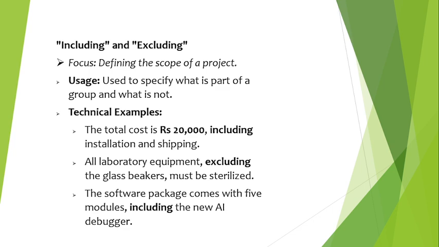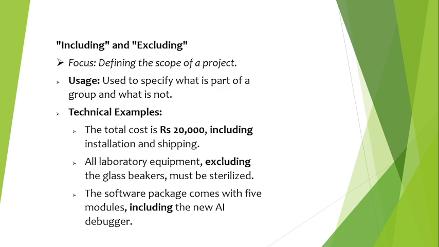Next, we will learn including and excluding. These are used when we want to define what is part of something and what is not. Including means something is part of a group. Example: the total cost is 20,000 rupees including installation and shipping. The software package comes with 5 modules including the new AI debugger. The price of the course is 5,000 including study material.